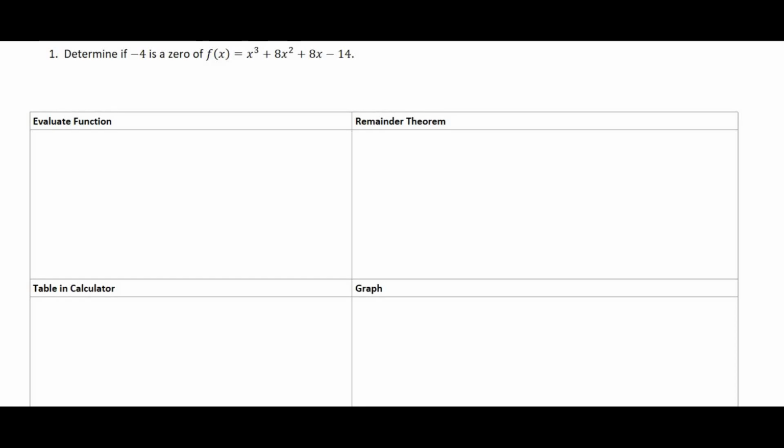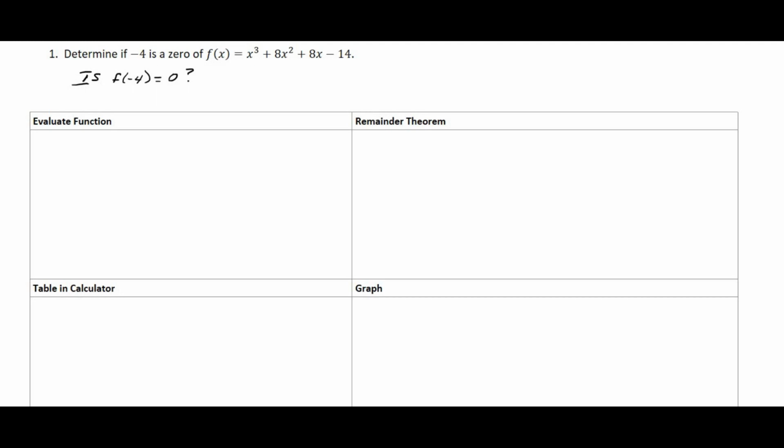In this video, we're going to determine whether a given number is a zero of a function. So our first problem says to determine if -4 is a zero of the given function. Well, what does it mean to be a zero? Algebraically, it means that if I put that number, in this case -4, into our function, I get out 0. So in other words, is f of -4 equal to 0?